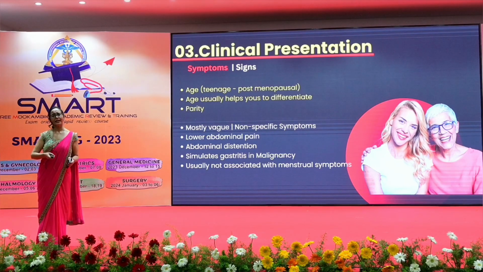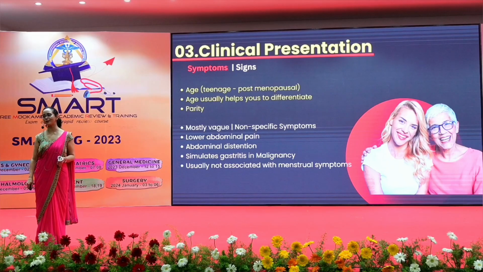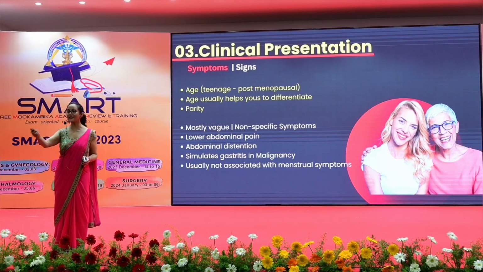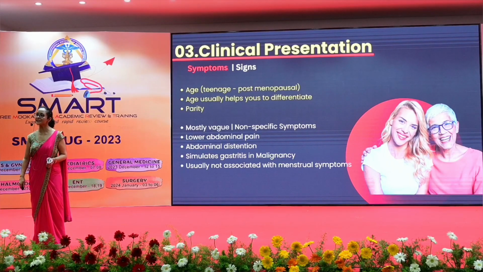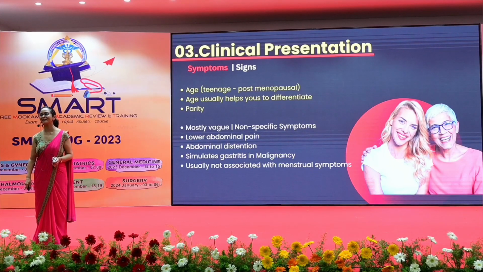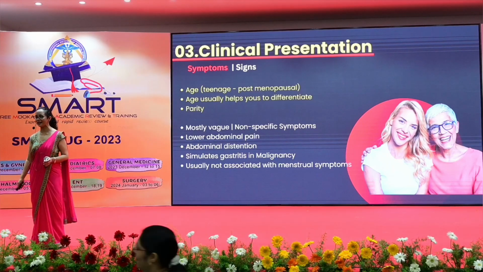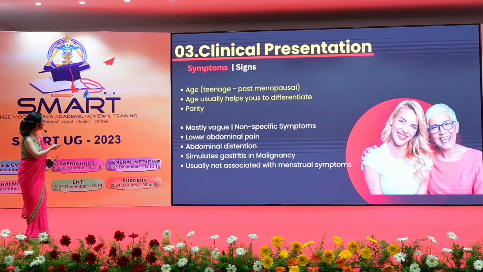Can you name a few adnexal masses out of the list I gave you which will be seen in infertility or nulliparous patients? Chocolate cyst, very good. It is very commonly associated with subfertility or infertility. Next, hydrosalpinx, pyosalpinx. These things can also occur. So parity also has a role to play.